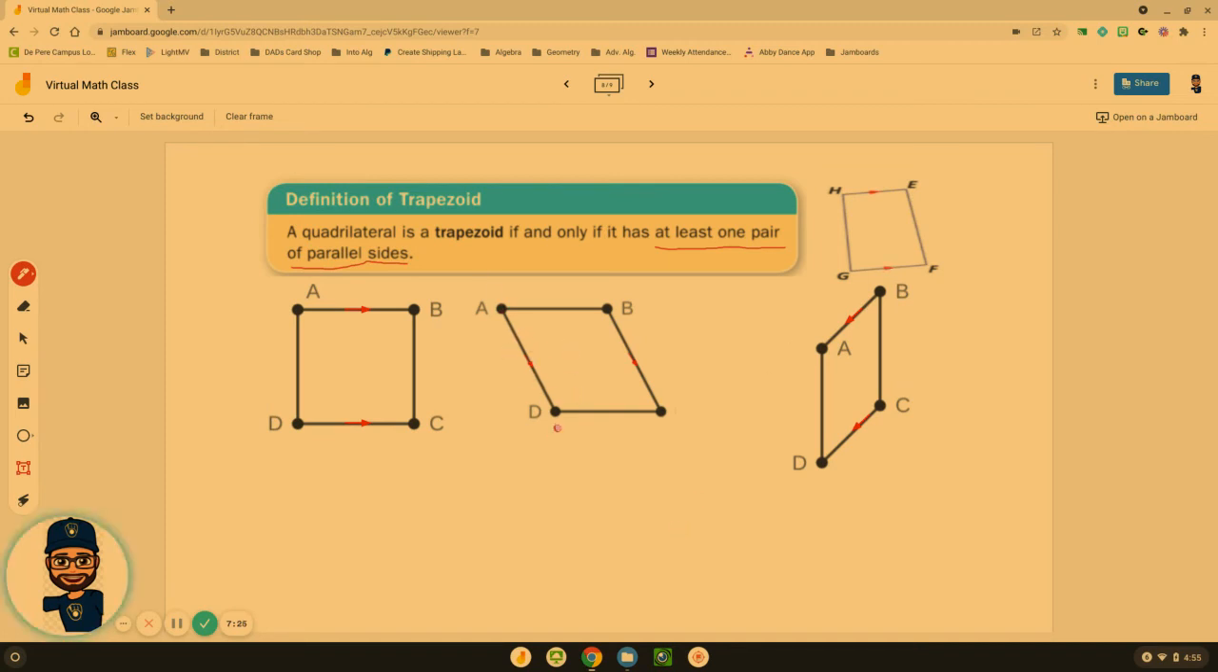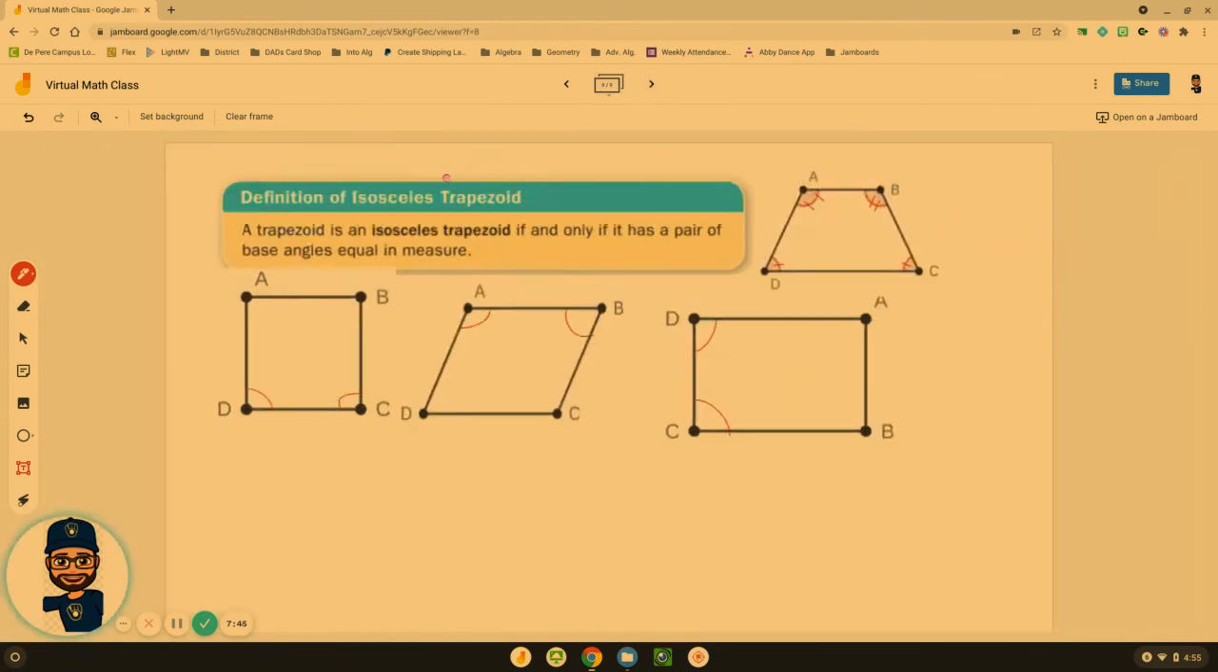Same thing here in this middle one. AD is parallel to B... oh, I don't have a letter here. Let's just say that that's BC. Or even over here, AB parallel to CD. As long as they have 1 set of parallel sides, we call it a trapezoid. But we need that evidence.